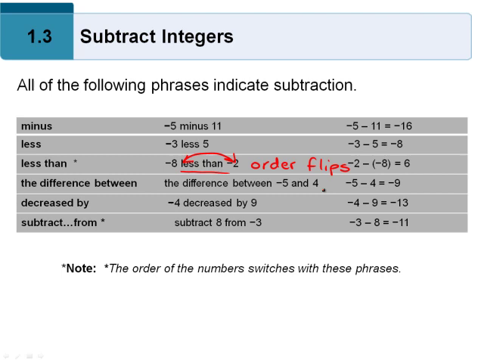The difference between negative 5 and 4, negative 5 minus 4. Decrease by, same order. Negative 4 decreased by 9. Negative 4 minus 9. Here's the other one where the order flips. Subtract 8 from negative 3. So you have to put the negative 3 first and then subtract the 8 from it. Okay, so once again, on that last phrase there, the order flips. Okay, so make sure you realize that when you're doing those problems.